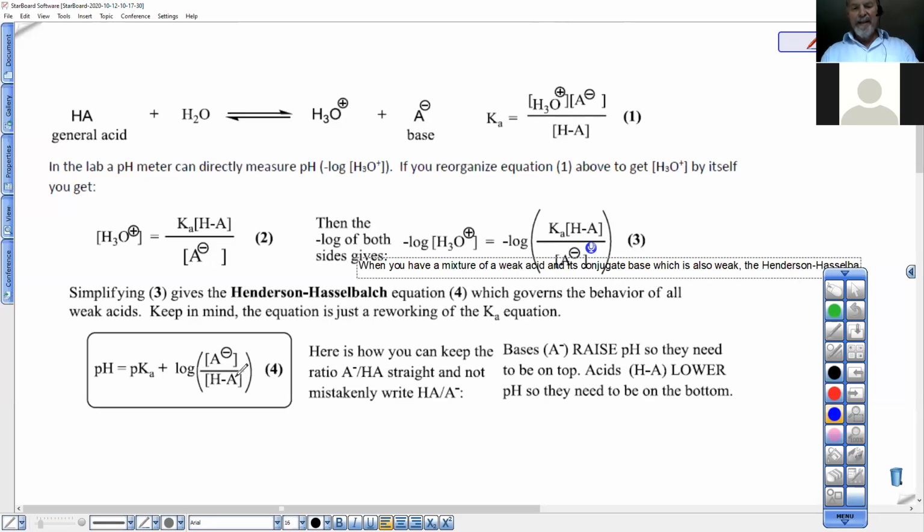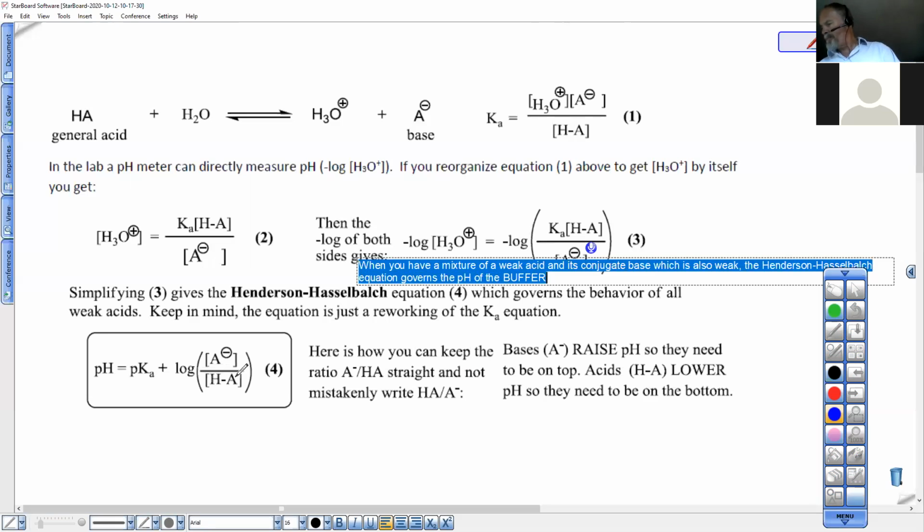The Henderson-Hasselbalch equation, that's tricky spelling, governs the pH of the, here's the magic word, buffer. Buffers are very important, especially in biochemistry.